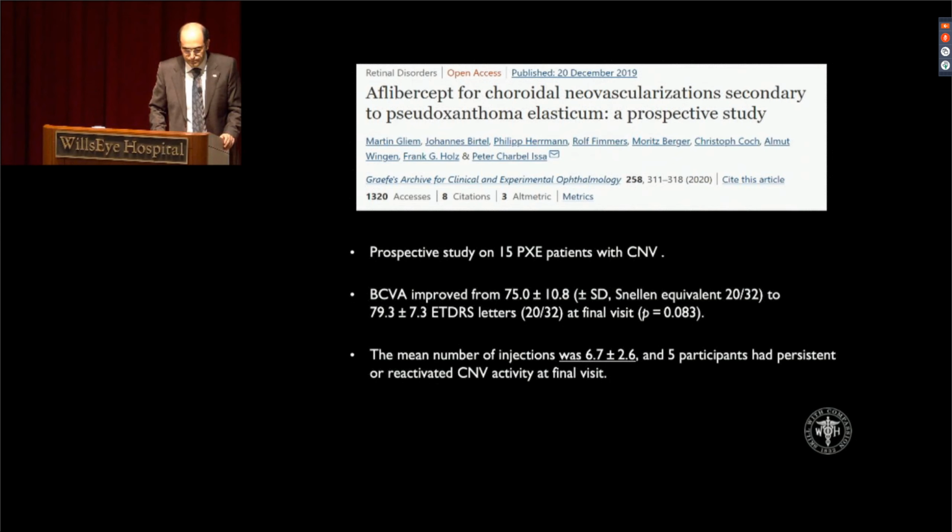There is a study published in Graefe's about aflibercept for CNV secondary to pseudoxanthoma elasticum, a prospective study. Patients were evaluated for about 1 year, and 15 patients with CNV were involved in this study. BCVA improved from 75 letters to 79 letters, which was not statistically significant compared to the baseline visit. The mean number of injections in this study was 6.7, and 5 participants had persistent or reactivated CNV activity at the final visit.